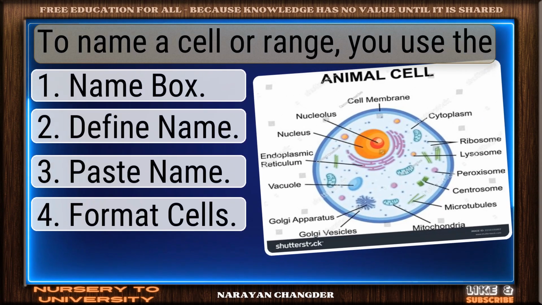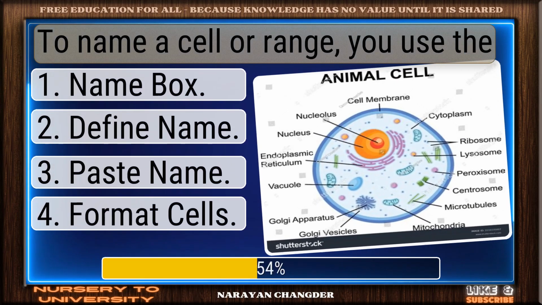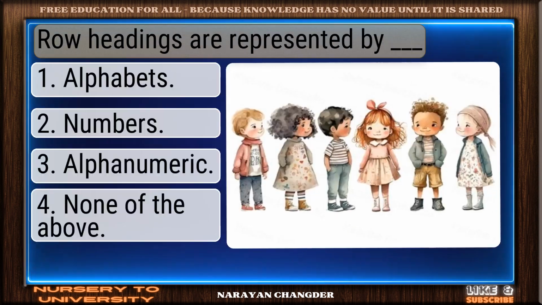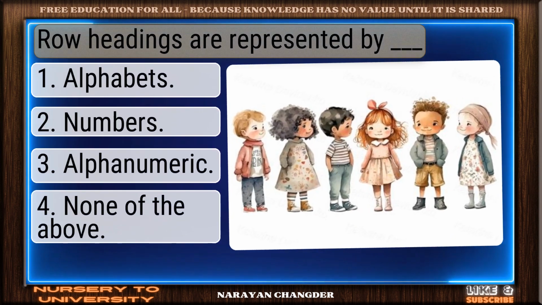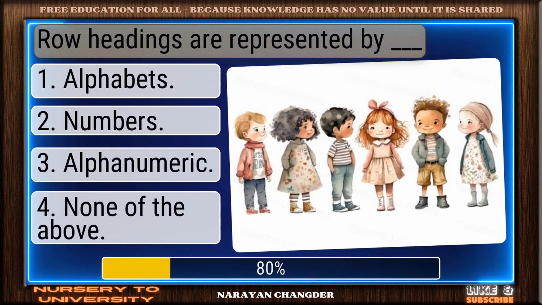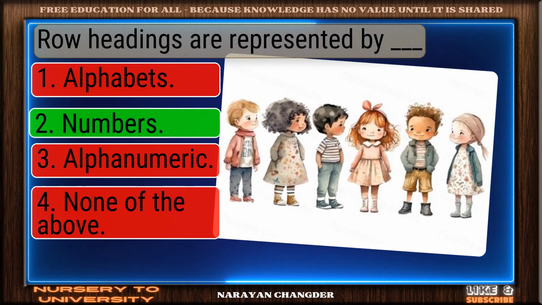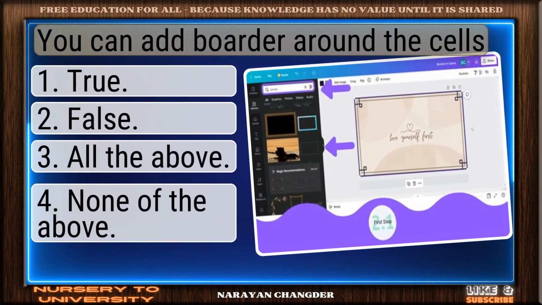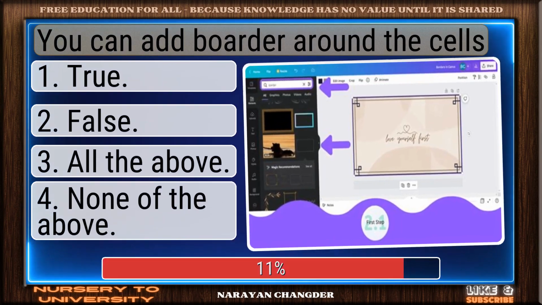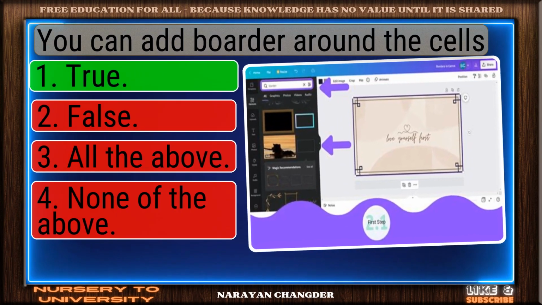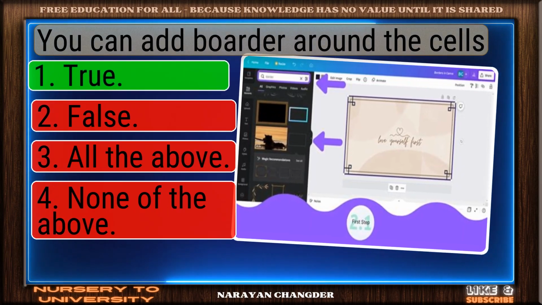To name a cell or range, you use the Bravo. Name box is the answer. Row headings are represented by dash. Great job. Numbers is the accurate answer. You can add border around the cells. Well done. True is the right choice.